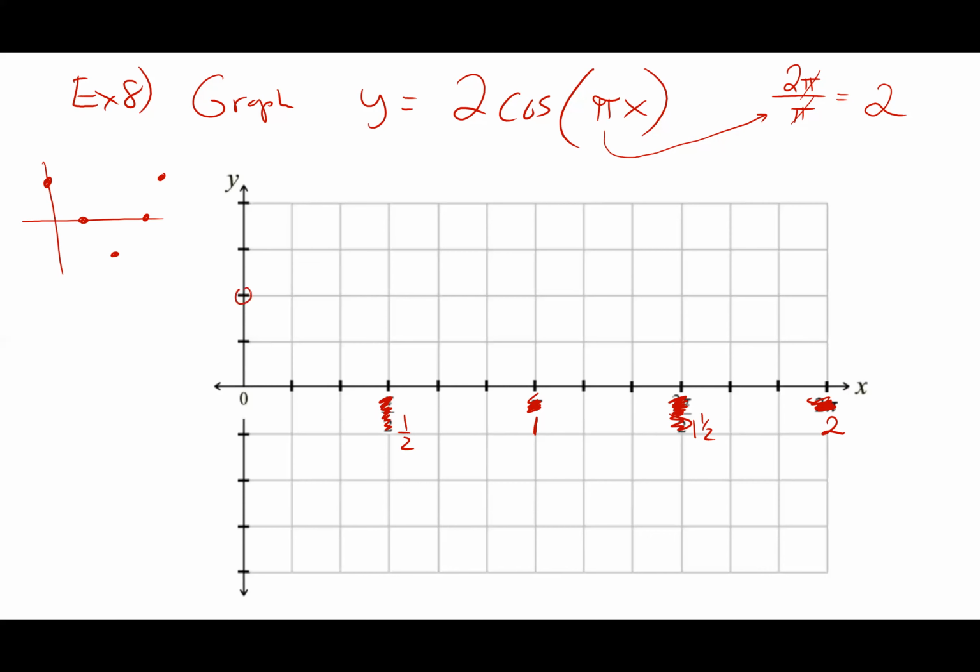So I'm going to start off at 0, 2, my first dot. It hits 0 at 1/2. It hits -2 at 1. It hits 0 again at 1 and 1/2. And hits 2 at 2. So there it is. There's my cosine curve coming down, hitting the 0, coming back up, and voila.